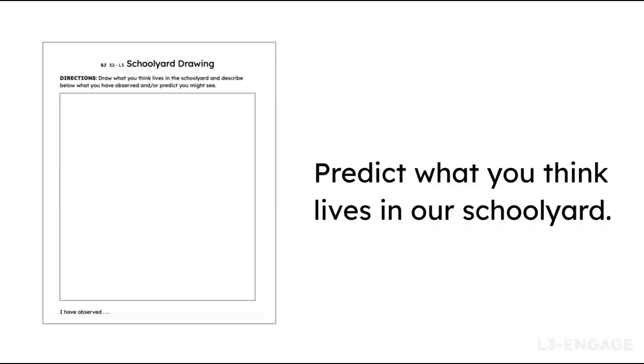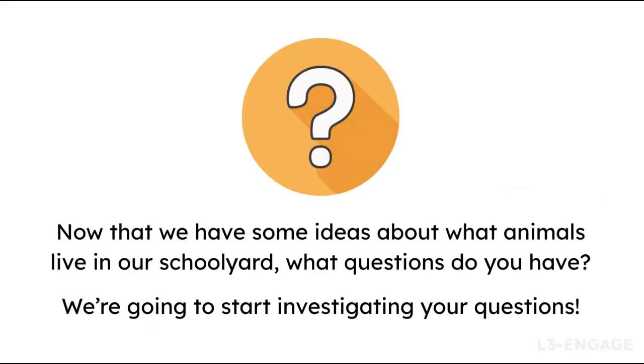You'll have students complete the schoolyard drawing student journal page predicting what they think lives in their schoolyard based on what they have previously observed. Once students finish their drawings, you'll have some students share. You'll then revisit the driving question board and add any new questions and highlight others connected to the learning goals of this lesson by calling attention to questions about what plants and animals live in the schoolyard.